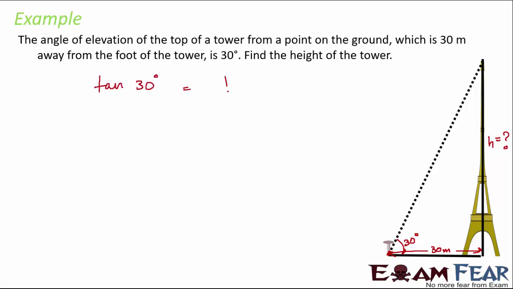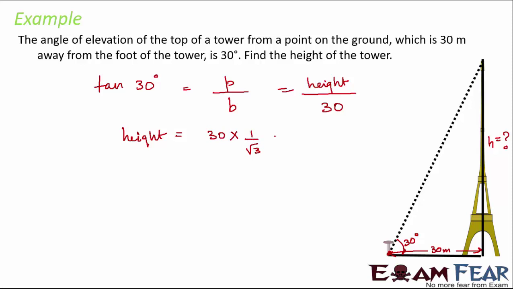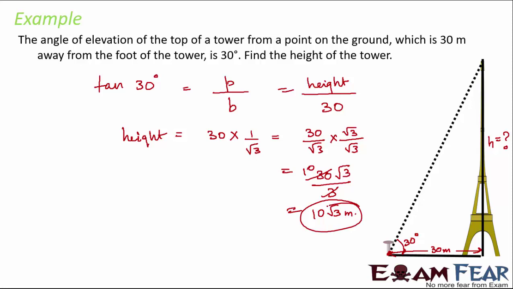So tan theta is equal to perpendicular by base. So perpendicular here is the height of the tower and base is obviously this distance which is 30 meters. So with that we can say that the height of the tower will be equal to 30 multiplied by tan 30 degrees, which is 1 by root 3. So this is equal to 30 by root 3. If you multiply root 3 on both numerator and denominator, you get 30 root 3 by 3, which is equal to 10 root 3 meters. So that's the height of the tower.